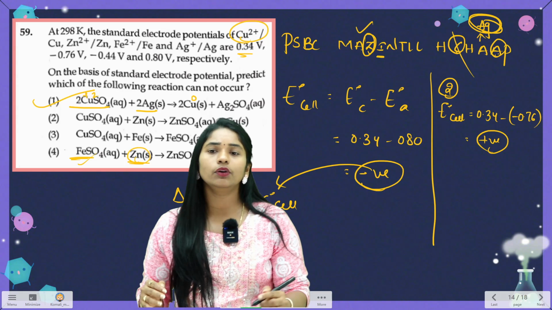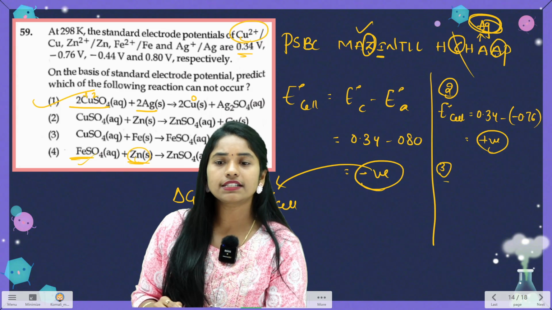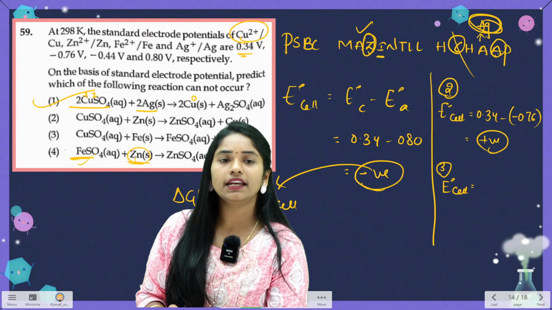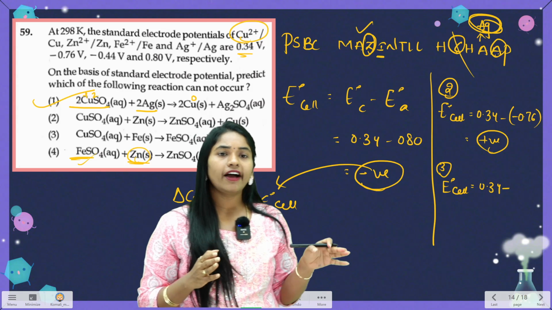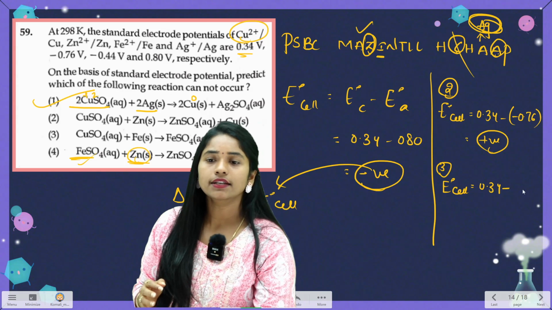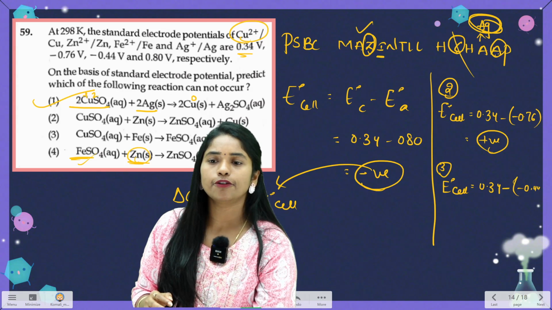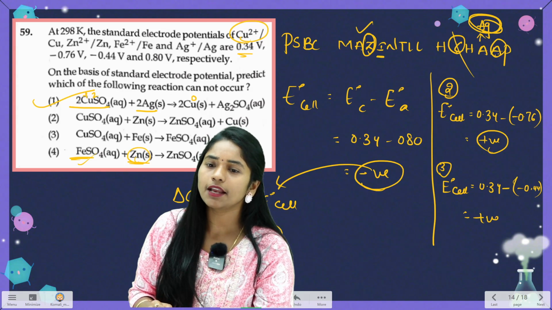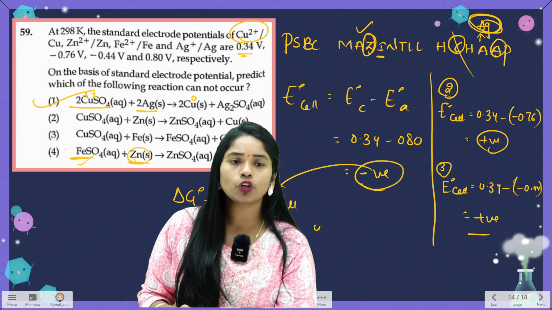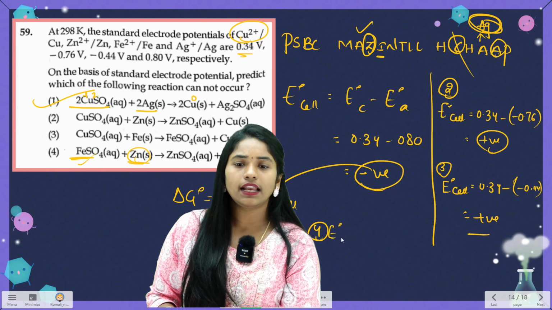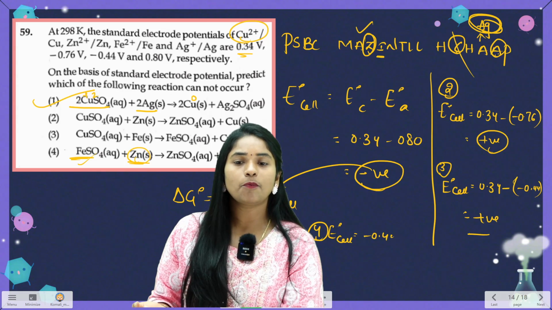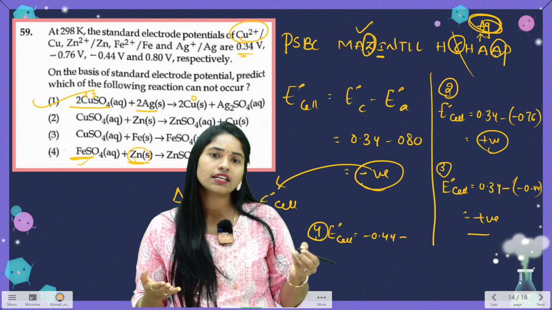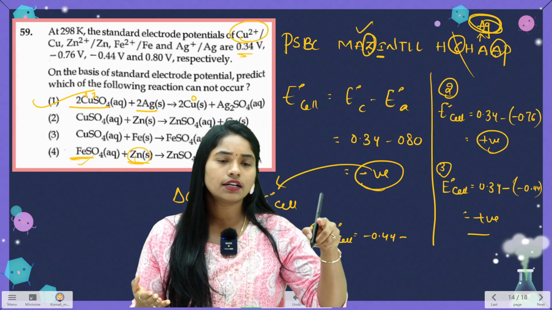Remaining also calculated the same way. E naught cell is equal to, tell me students, what will you be getting here? 0.34 minus, what is the iron value in the given question? Minus of 0.44. So what will be the answer? Again a positive value. See the fourth option. E naught cell is equal to iron, what is the value? Minus 0.44 minus zinc, what is the value? Zinc is the third value, no?